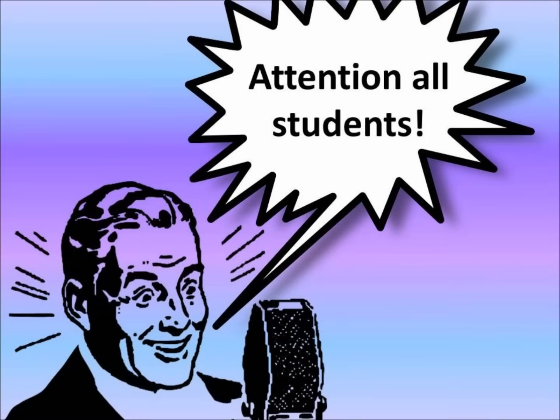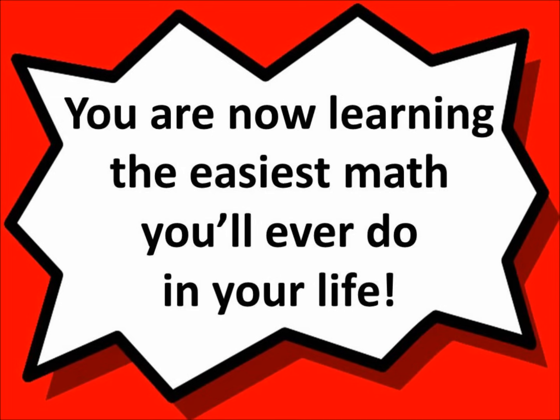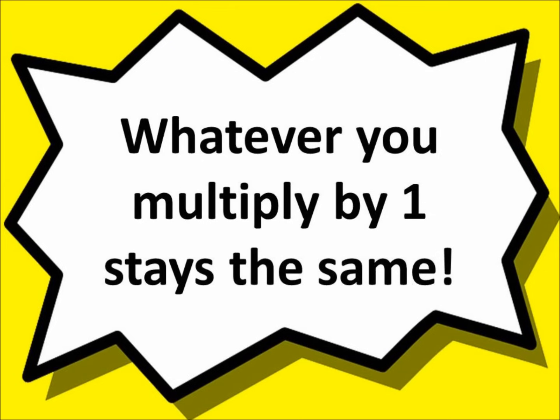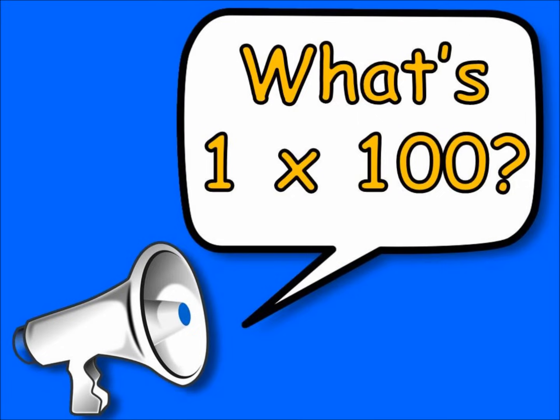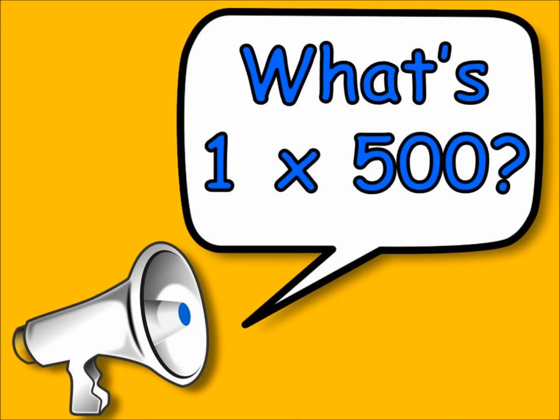Attention all students. You're now learning the easiest math you'll ever do in your life. Really, whatever you multiply by 1 stays the same. So come on, let's try it out. What's 1 times 100? 100. What's 1 times 500? 500.